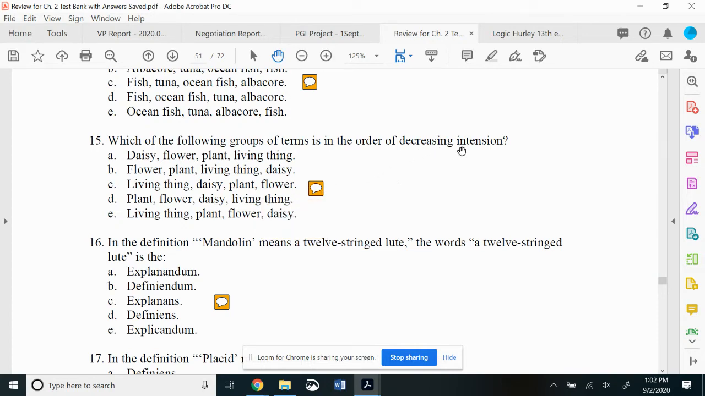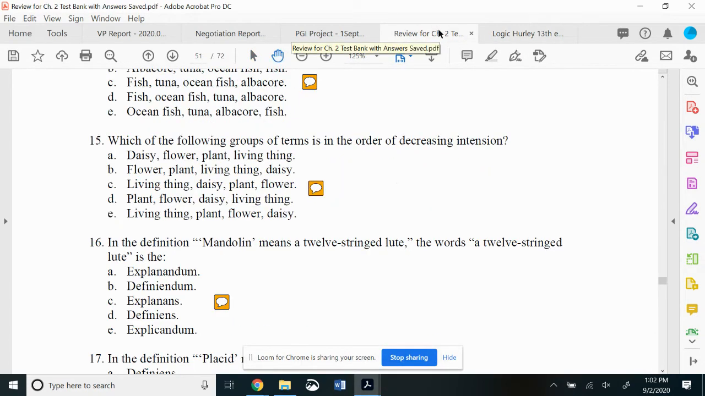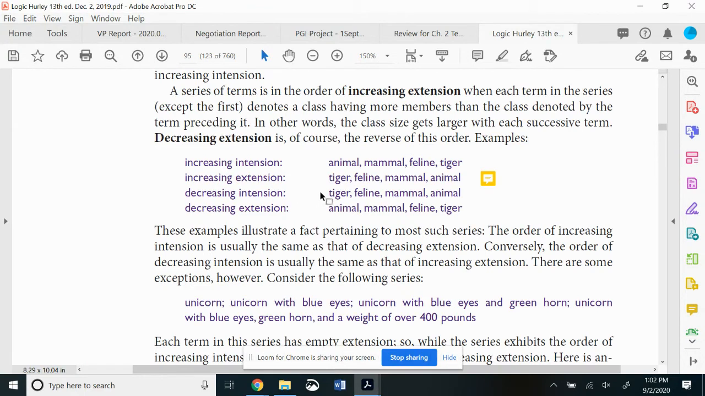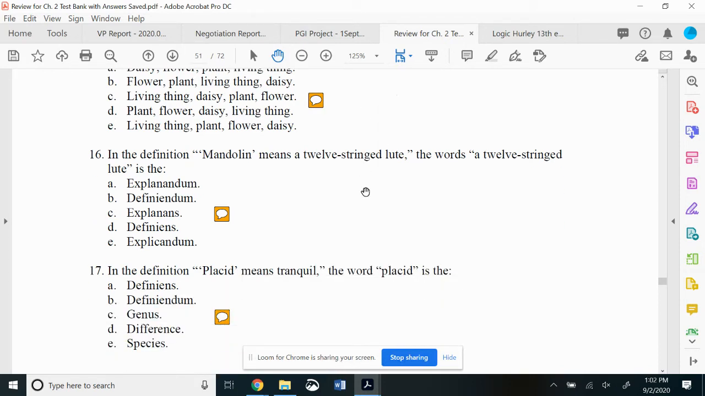So decreasing intention, sorry. I start with something very specific and I end up with something less specific. So I'm looking for something very specific out of the list. And what do I have? Daisy. It is the most specific thing in all of this, right? So it's the only candidate we have. Then I take off a daisy and end up with a flower, take off the flower, end up with a plant, take off the plant, end up with a living thing. So let's say we fixed the typo. What about in the definition, mandolin means a 12-string lute.